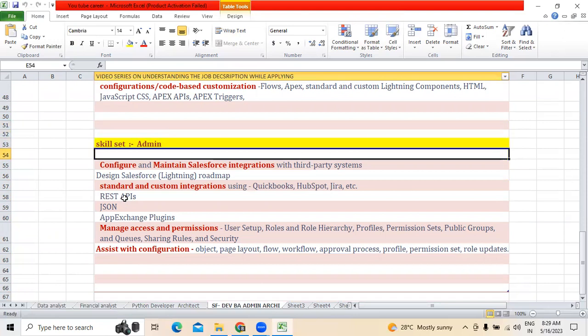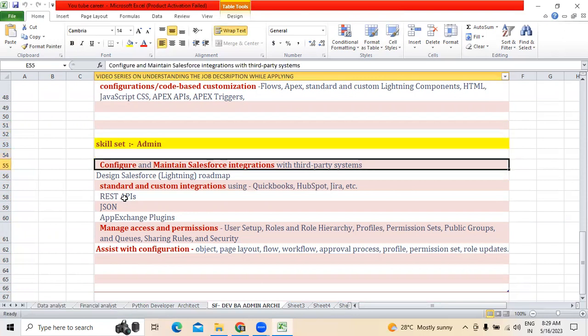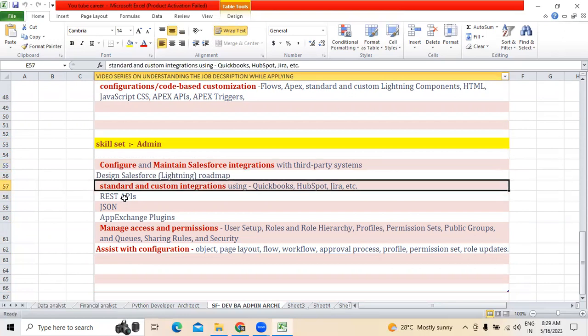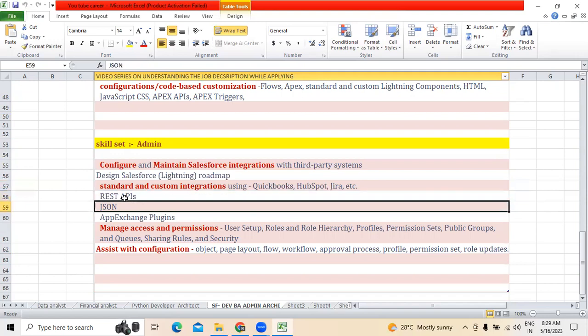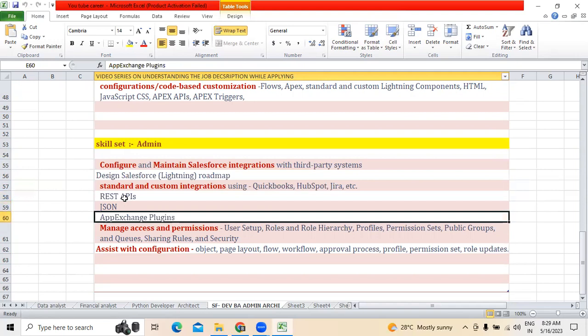Salesforce administration is always better for them, where they need to have experience in configuration and maintaining Salesforce integrations with third-party systems. At the same time, designing Salesforce Lightning roadmaps, and standard and custom integrations using different tools like QuickBooks, HubSpot, Jira, and so on. Also REST APIs, RESTful API or web or SOAP API protocols, JSON, and AppExchange plugins.